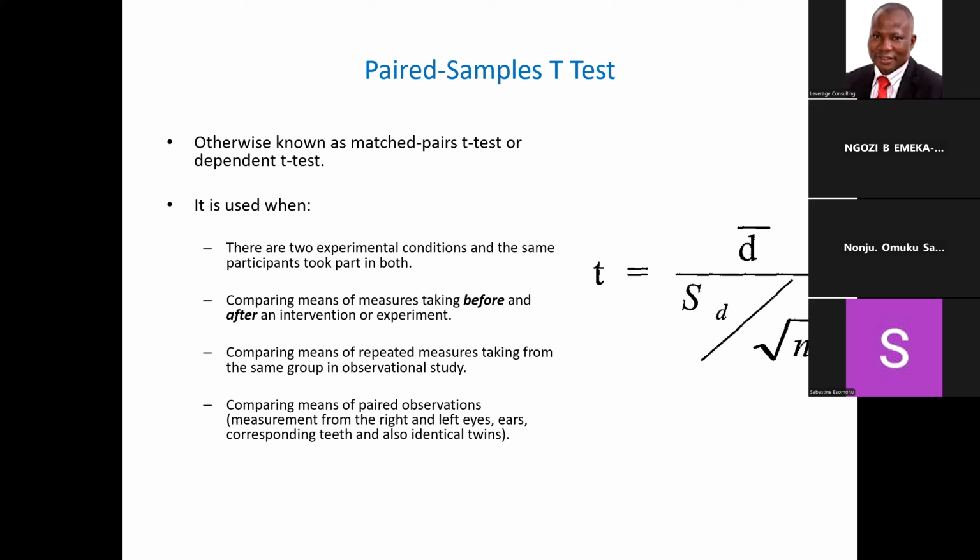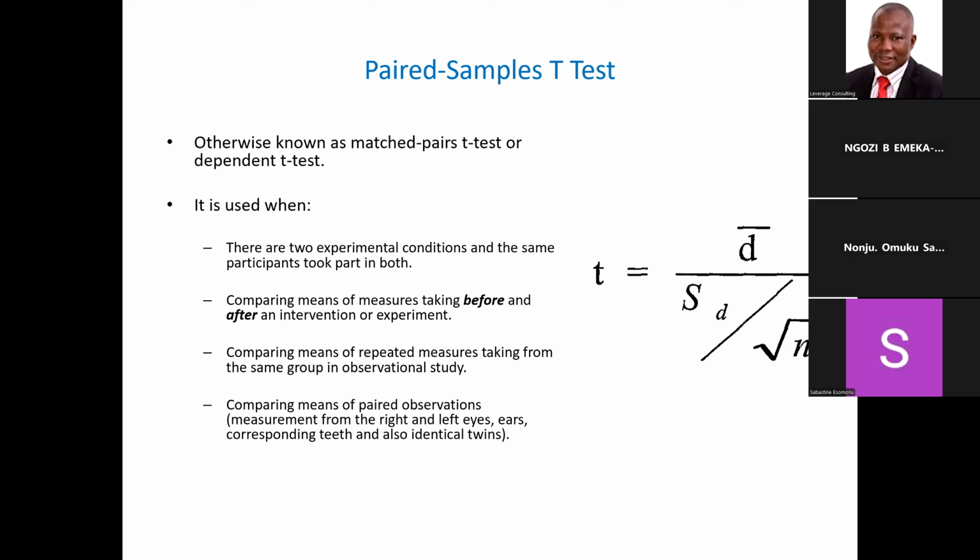So we started our discussion two days ago on t-test, and we have gone through one sample t-test and independent sample t-test. The third type is paired t-test. This paired t-test is otherwise known as matched pair t-test or dependent t-test. You know, the other one is called independent, but this one is dependent. So it is used when there are two experimental conditions.